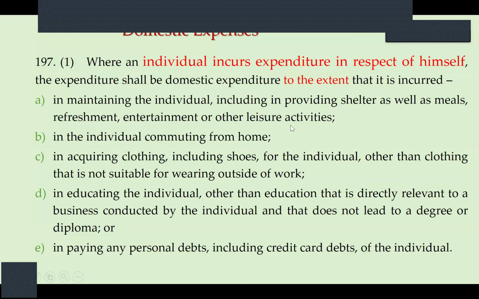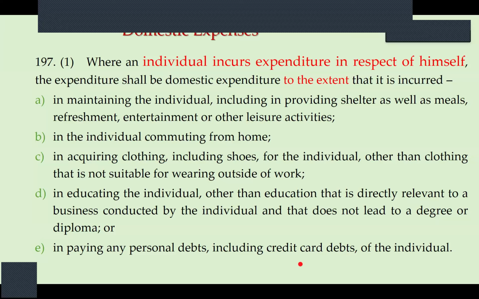So what is the meaning of that? That means if I am an individual and I am doing a business, then when I am calculating the taxable profit of my business, the expenditure incurred in respect of myself cannot be deducted. So what expenditure can I incur in respect of myself? My shelter, my meals, my refreshment, my entertainment, my other leisure activities. If those expenses are incurred in respect of myself, they are not deductible.